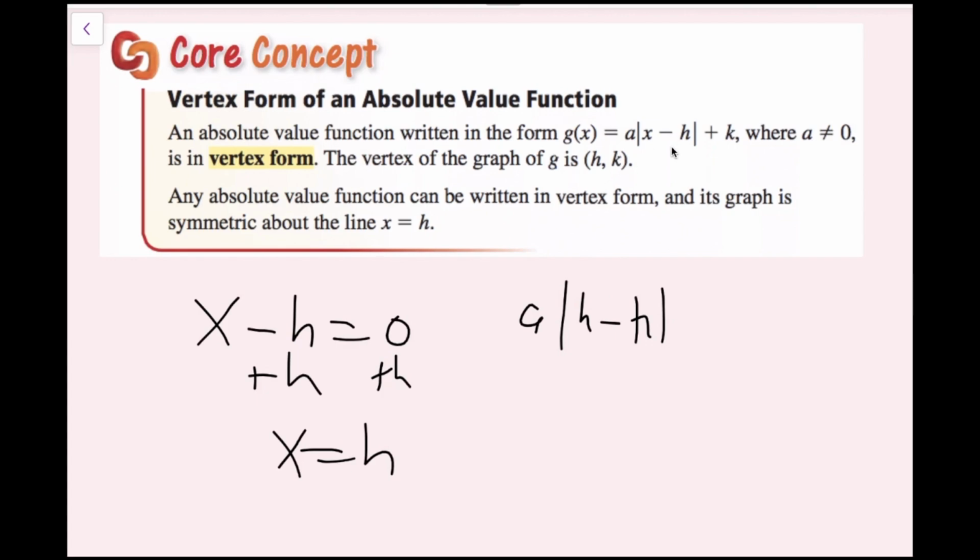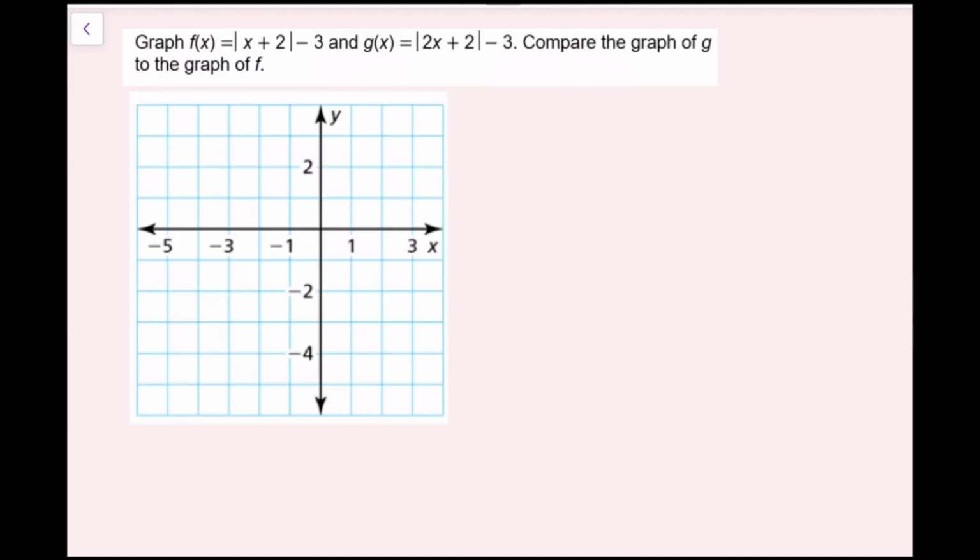So we're going to use this to help us graph absolute value functions. Graph f of x equals the absolute value of x plus 2, all minus 3, and graph g of x equals the absolute value of 2x plus 2, all minus 3. Compare the graph of g to the graph of f. So first, I'll graph f of x.